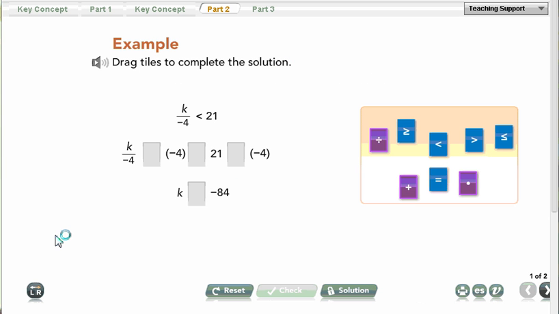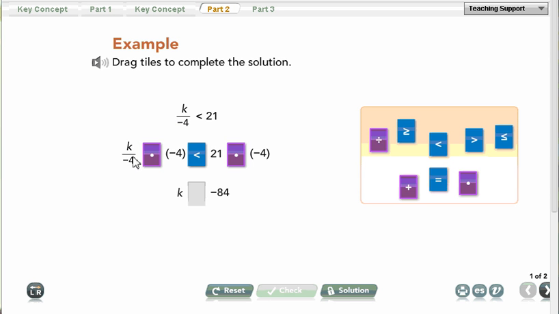So ladies and gentlemen, we need to practice a little bit what we do with the sign if we're multiplying or dividing by a negative. So go ahead and take a moment and fill in these, write this out and fill in the blanks, and then check. Okay, so the first step I did is we needed to isolate the k.